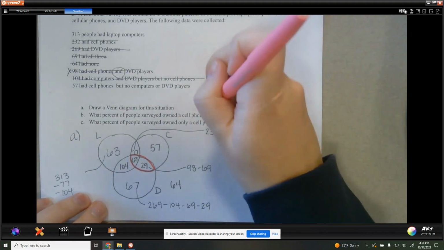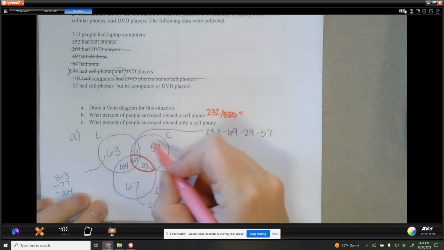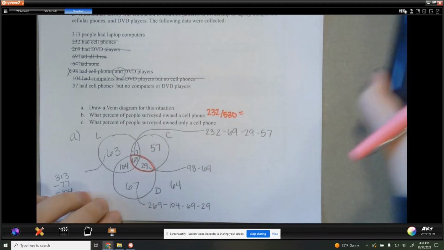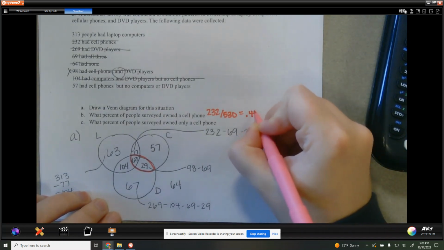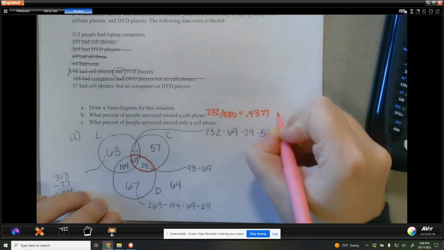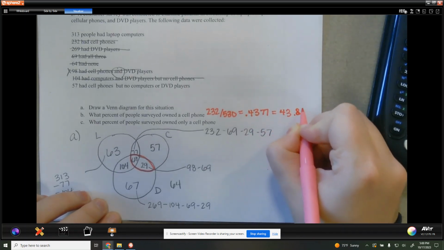And how many total had cell phones? It was that 232 that we got in our notes up here, or you could add up this circle if you want. But I'm just going to do that 232 divided by 530, and that is 0.4377, which would be 43.8 percent.